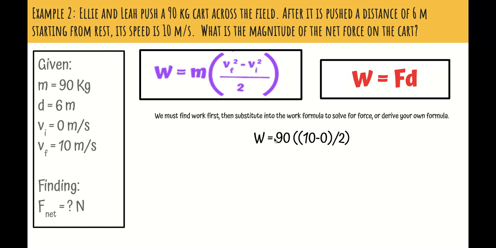So here I have work is equal to the mass in kilograms times your final velocity minus your initial velocity, squared, and then this is all divided by 2. Let me see, initial velocity, final velocity. Yeah, this should be squared. This should be 100. So that would make this a little bit bigger, but let's see.